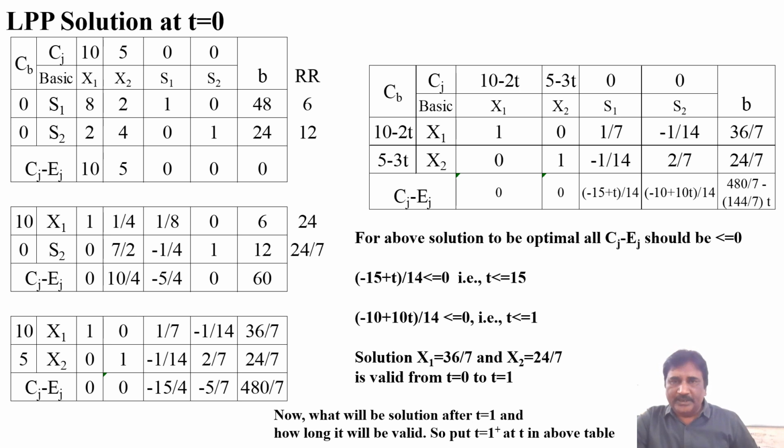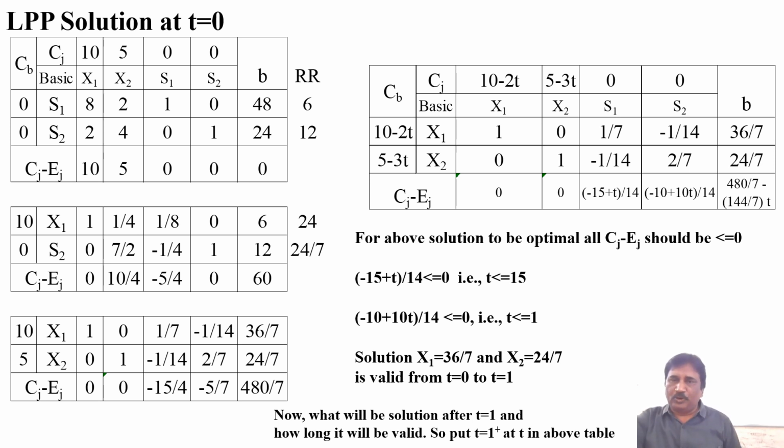to 0. So what I did: minus 15 plus 10 plus t by 14 is less than or equal to 0. So by that I get t must be less than or equal to 15, for this value to be less than or equal to 0. And now I am concerned with this: minus 10 plus 10t divided by 14 also has to be less than or equal to 0. That means minus 10 plus 10t has to be less than or equal to 0. That means t has to be less than or equal to 1.